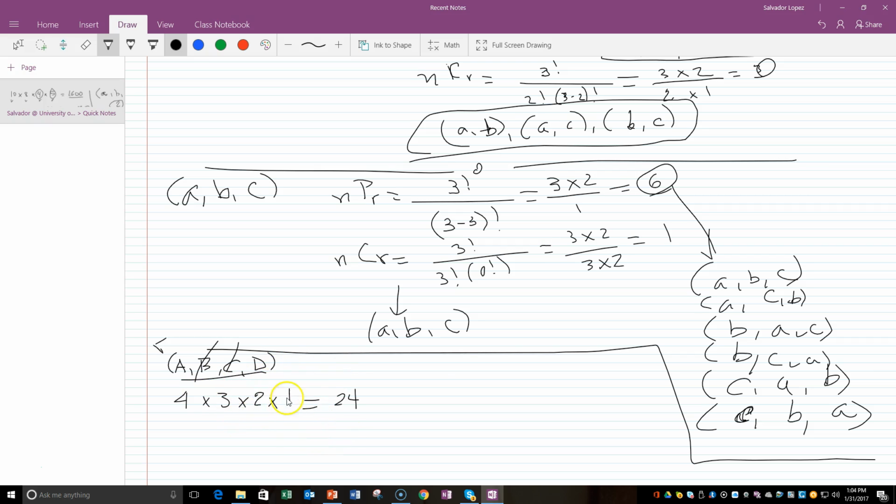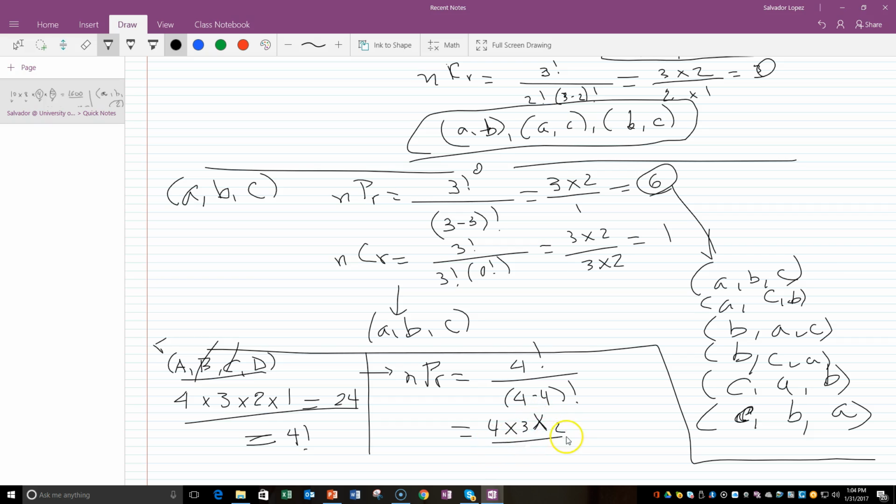You can apply these concepts to more numbers. And notice that this answer is actually 4 factorial, which is just a permutation. If you use this problem and apply the formula for permutation, so select 4 out of 4, it'll be 4 factorial, and then 4 minus 4 in the denominator, which is 0 factorial, or 1. So what is that equal to? 4 factorial divided by 1. Again, 24.